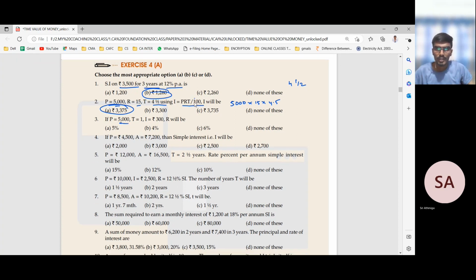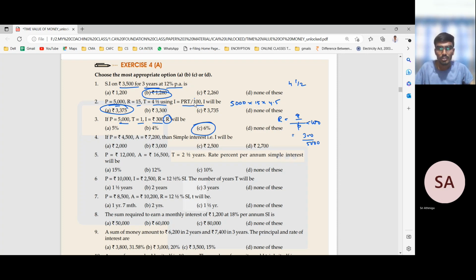P is equal to 5,000, T is equal to 1, I is equal to 300. They are asking R. What is the formula I have given to you, Atmika? R is equal to I by P into 100, which is nothing but 300 divided by 5,000. 300 divided by 5,000 is nothing but 6%.